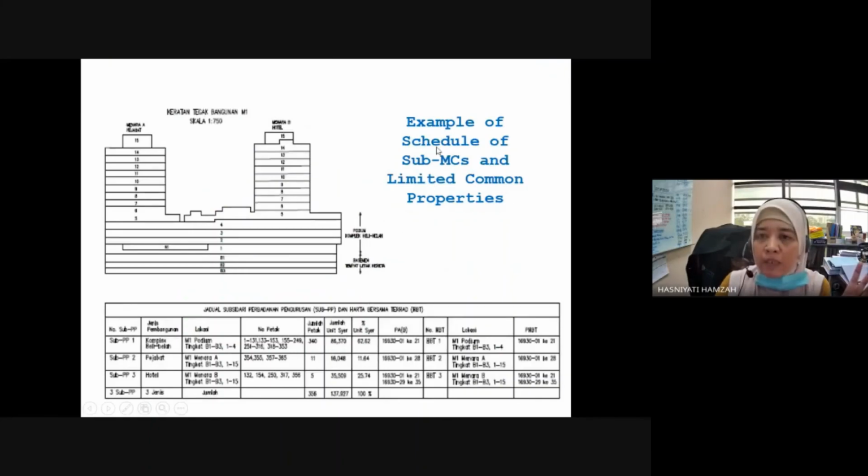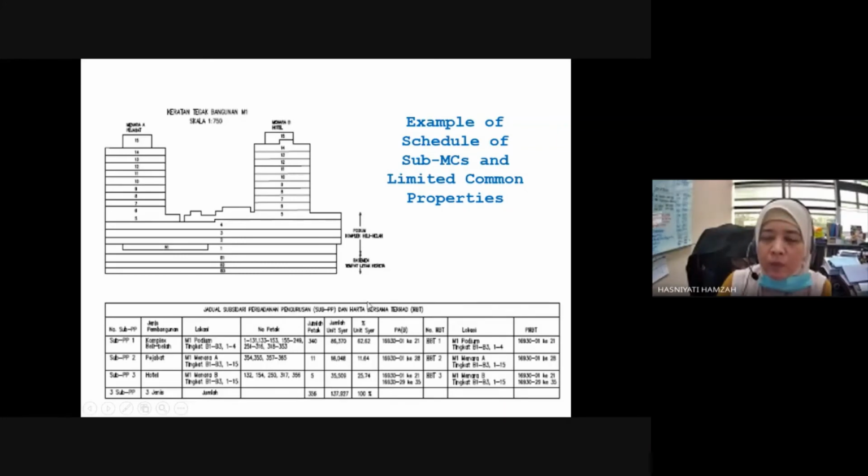Okay, this is example of sub-MC and limited common properties. This is example of schedule of sub-MCs and limited common properties. Ini jadual tadi tu. The special plan, then they will come up with a schedule of sub-MC and limited common properties. You can see there the different columns, jadual subsidiary, perbadanan pengurusan, sub-PP dia panggil. In BM, it's sub-PP, sub perbadanan pengurusan. Okay, MC is perbadanan pengurusan kan.